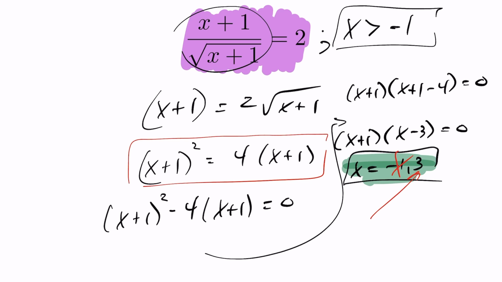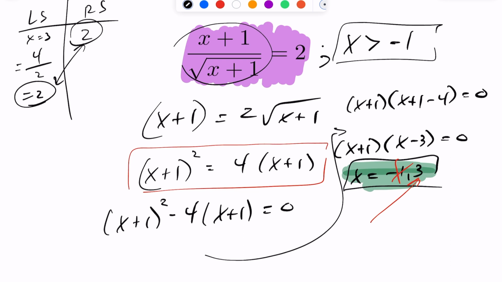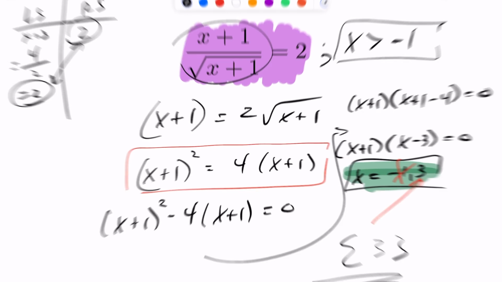But 3 should work. Let's take a look and sub a 3 into here and see. If I do left side, right side on this, if I sub x equals 3 on the left-hand side, I'm going to get 4 in the numerator. And this will be 3 plus 1, which is 4, the root is 2. And that'll reduce to become a 2, which, as you know, the right-hand side is equal to 2. So we can see the check works out, and 3 is the only solution to this problem here.